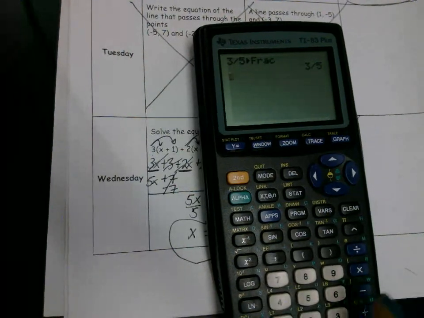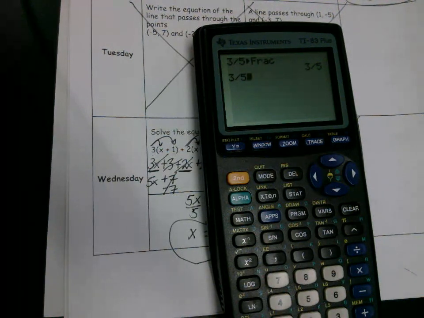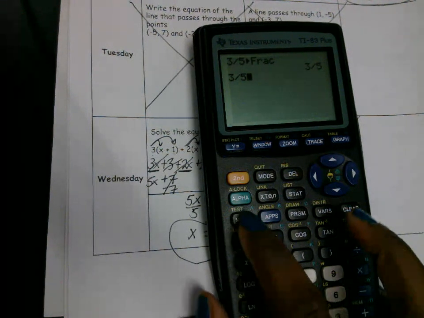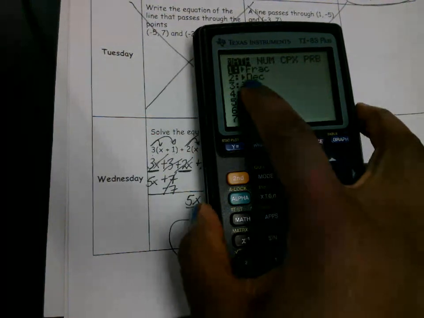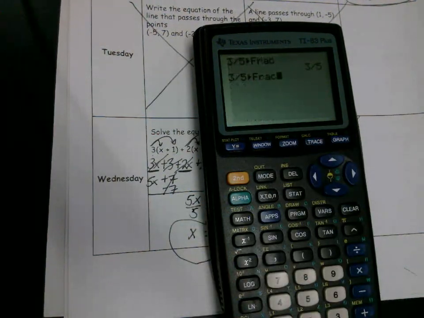Okay, so again, you could type in the fraction 3 divided by 5. That's how you type in a fraction. To make sure the fraction is reduced, you press the math button here. It's already on fraction. You want to keep it as a fraction. Press enter and then enter again, and it reduces the fraction. Okay, any questions? I need you to write this down.